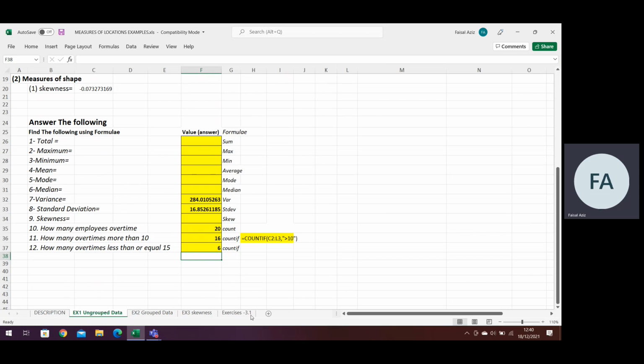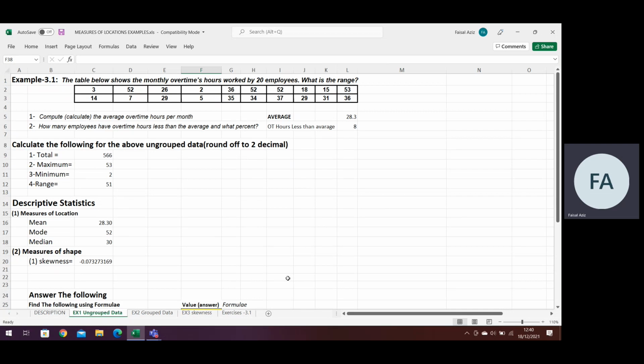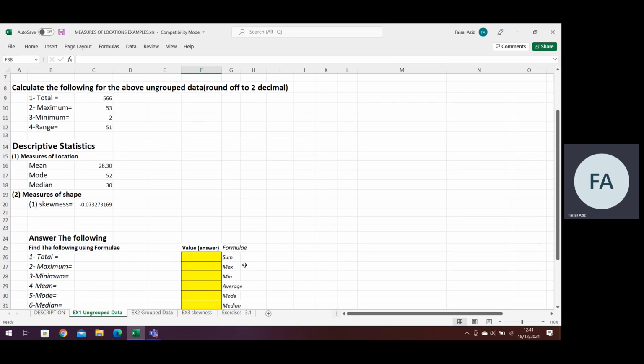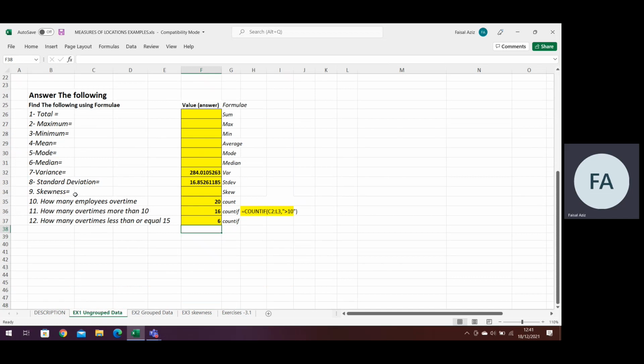So this example we have done, this is for ungrouped data. One thing you need to keep in your mind that whenever you are dealing with ungrouped data, you will get most of the formulas built in. So we can use built-in formulas of Excel to apply on ungrouped data when it comes to total, maximum, minimum, range, whatever, and mean, median, mode especially, and followed by variance and standard deviation and skewness.